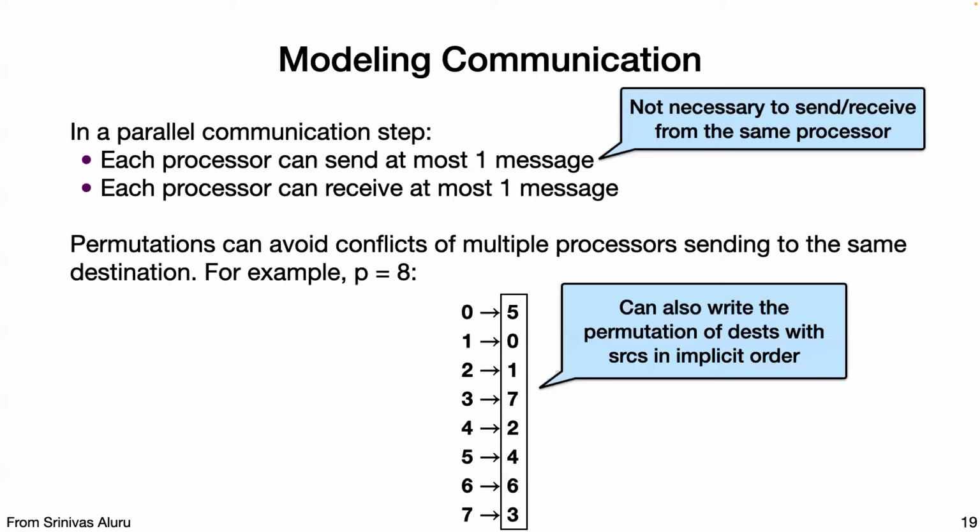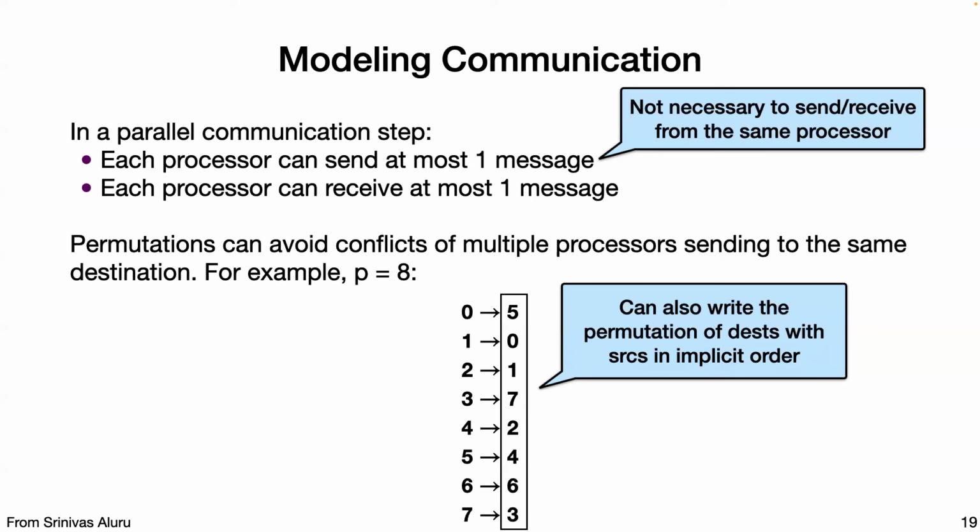So when we want to model communication, the simplest way that we can do it is that you have multiple parallel nodes, and in each parallel step, each one can send at most one message, and each one can receive at most one message. And they don't have to necessarily send and receive from the same node. They can send and receive to different places, but they can only send and receive one message at a time. And if you have permutations, then you can avoid conflicts because everybody would be sending or receiving from different places. And that's how you can maximize the communication that you can do per second with this model.